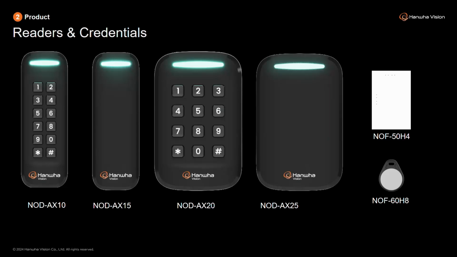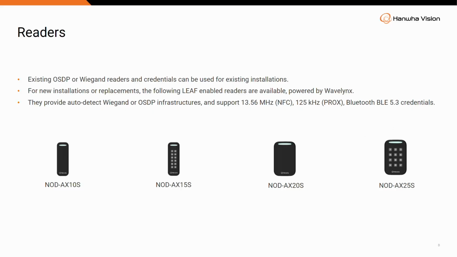We have 4 types of readers you can see here. We have 2 with pin pads and 2 without. We have 2 mullion readers and 2 standard single gang form factor. And then we have 2 credentials on the right-hand side. If we zoom in, you can see that these readers will work with existing OSDP or Wiegand systems. You can use existing credentials if you have them, or you can replace and put in new hardware.